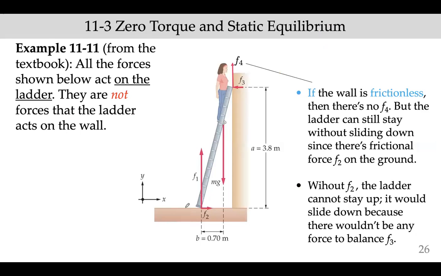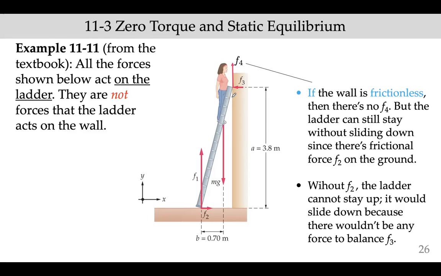Now, this is one of the classic questions, examples. This is also example 11-11 from the book. So there is this lady on the ladder and the forces are shown. All the forces shown below act on the ladder. Whatever force is shown here, they are the forces on the ladder, not on the ground, not on the wall. They are not the forces the ladder acts on the wall. So that's important. Our point of interest here is the ladder, not the person, not the wall, not the ground.